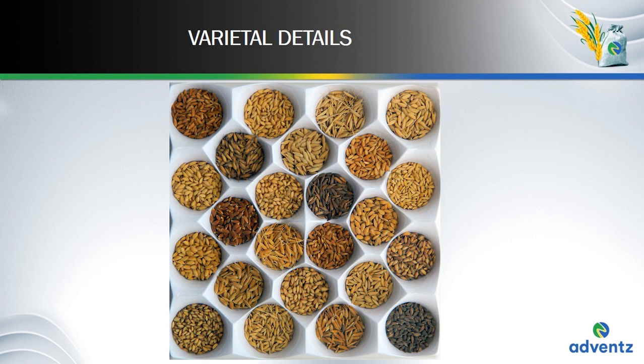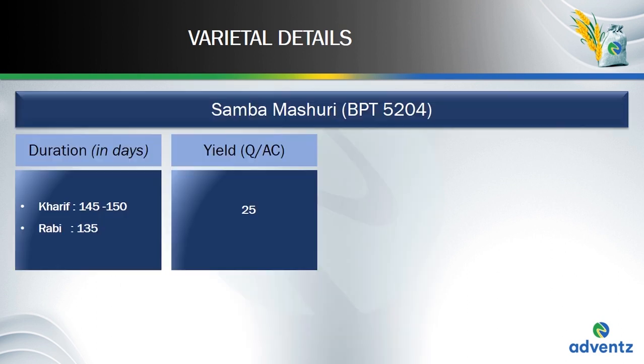The first variety we will be talking about is called Samba Mashuri or BPT 5204. This variety can be planted both in Kharif and Rabi. This variety when planted in Kharif season takes 145 to 150 days to mature and in Rabi takes 135 days to mature. Samba Mashuri gets a yield of 25 quintal per acre.